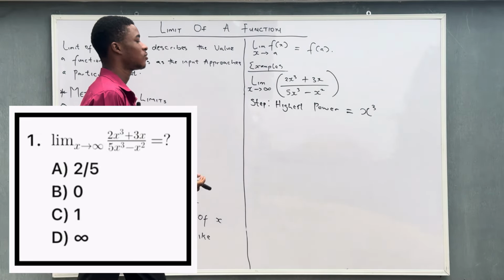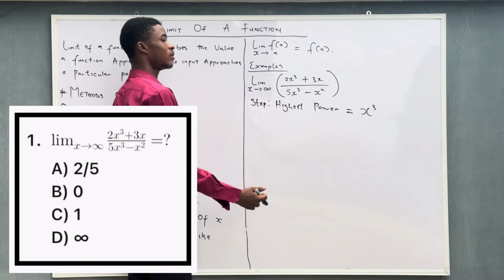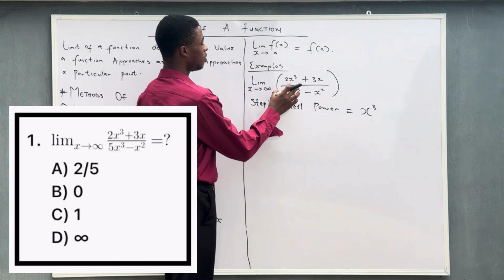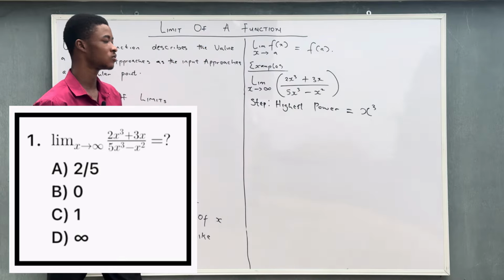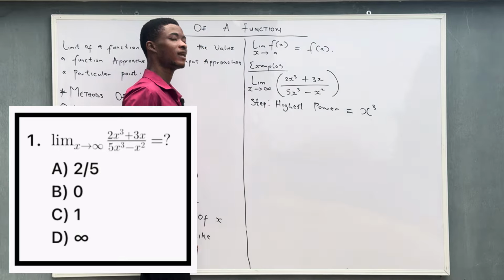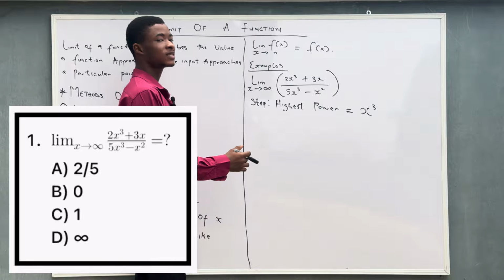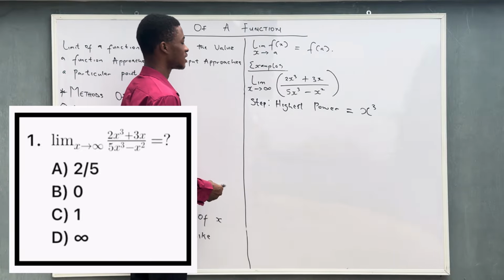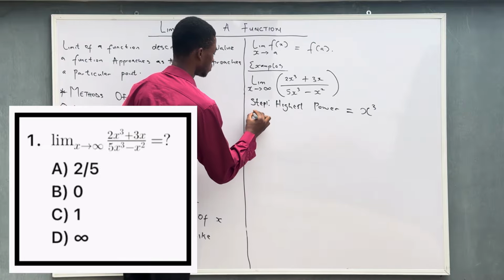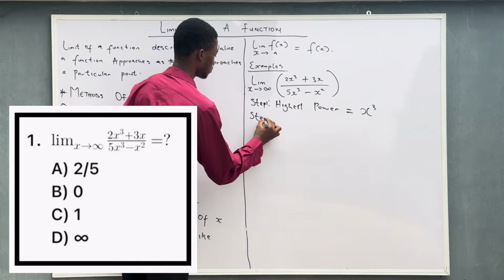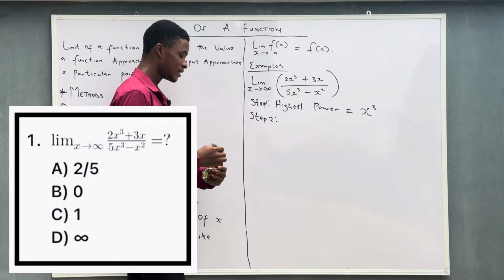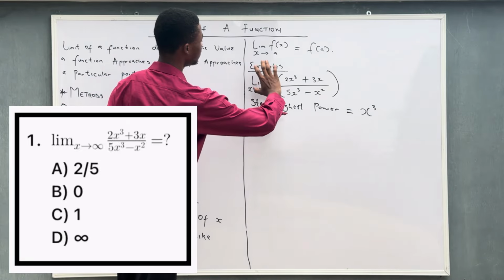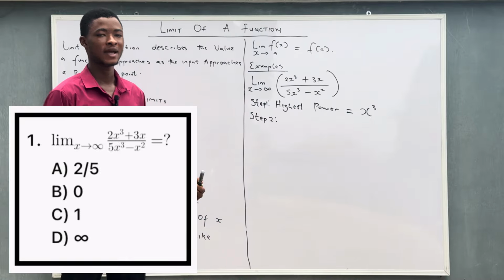So just like what I said earlier, if the power is equal, we are going to get a value. So we are expected to get a number value in this case and not 0, because the denominator power is not higher than the numerator power. So now that we have gotten the highest power, the next step, which is step 2, is to divide everything in the equation by the highest power. So we have to divide everything that we have in this equation by the highest power.